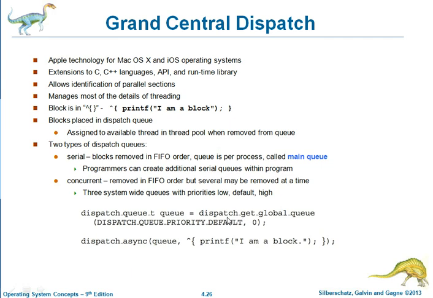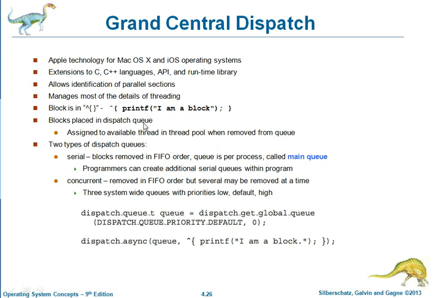GCD identifies extensions to the C and C++ languages known as blocks. A block is simply a self-contained unit of work. It is specified by a caret symbol, which is inserted in front of a pair of braces. A simple example of a block is shown. For example, it will be integrated on the printf function. So this is the format.